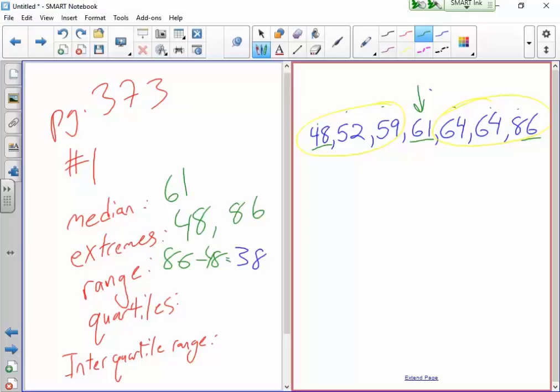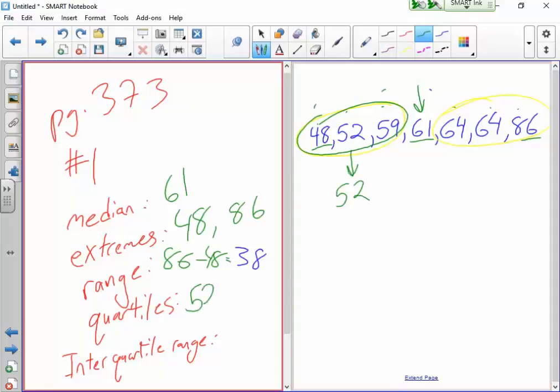So to find the lower quartile, I look at this lower set, and I look for the median of these 3 numbers. The median of these 3 numbers is 52. It's the middle of them because I have my low, my high, and then I've got my middle. So 52 is my lower quartile. Is everybody okay with that?